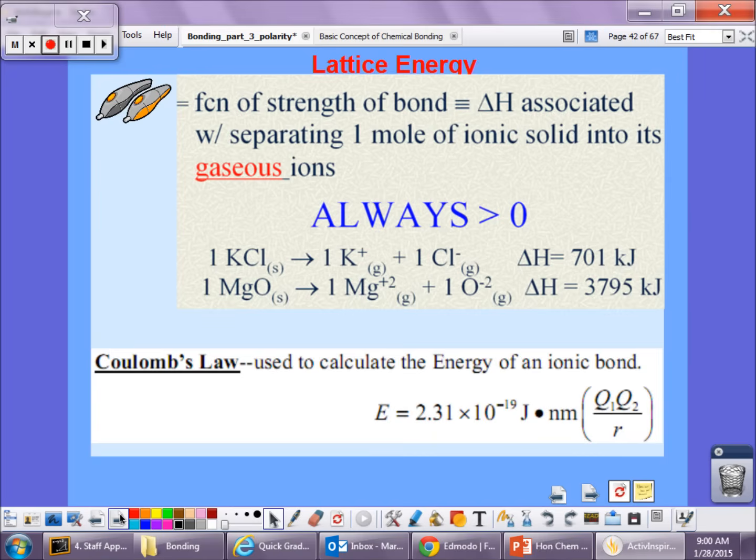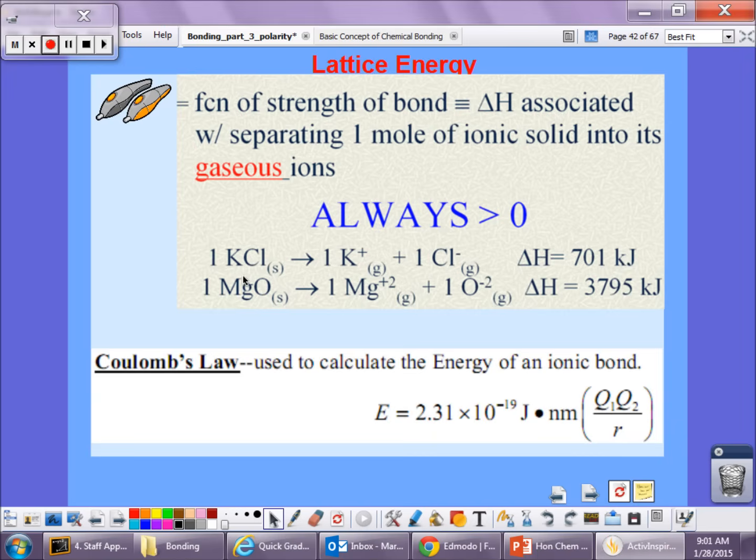Lattice energy is the energy released, which means it is negative, released to form 1 mole of an ionic compound from its gaseous ions. If I start with the ions, I start with potassium ion in a gaseous state, I start with chloride ion in a gaseous state, I put those two ions together to form 1 mole of potassium chloride in a solid state as a crystal. The energy that is released to form that ionic compound, we call it the lattice energy.